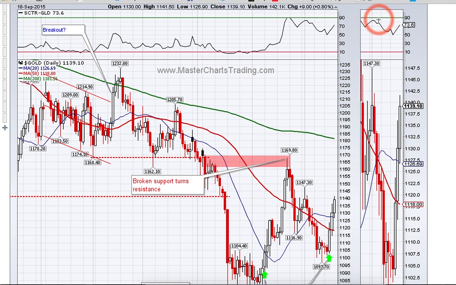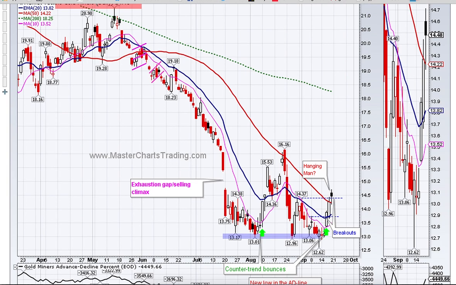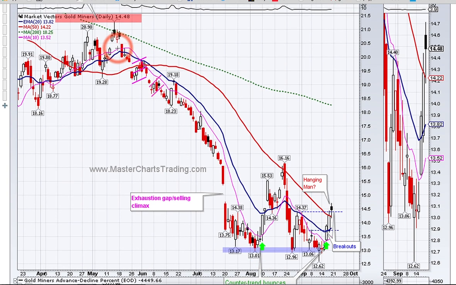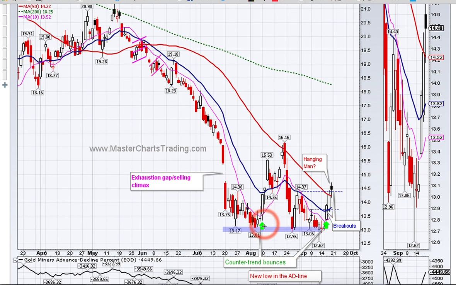All right, let's look at GDX because it has a little bit more data than gold. So GDX, obviously bearish, huge drop, very large decline here. This was from $21, almost 21 and a half, all the way to $13. Very large decline.